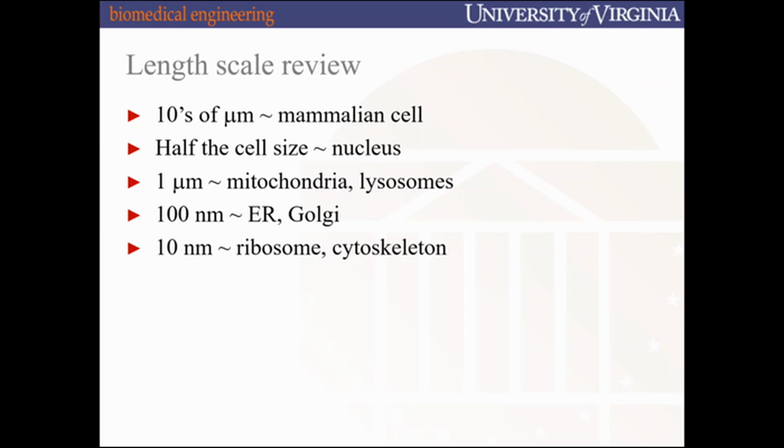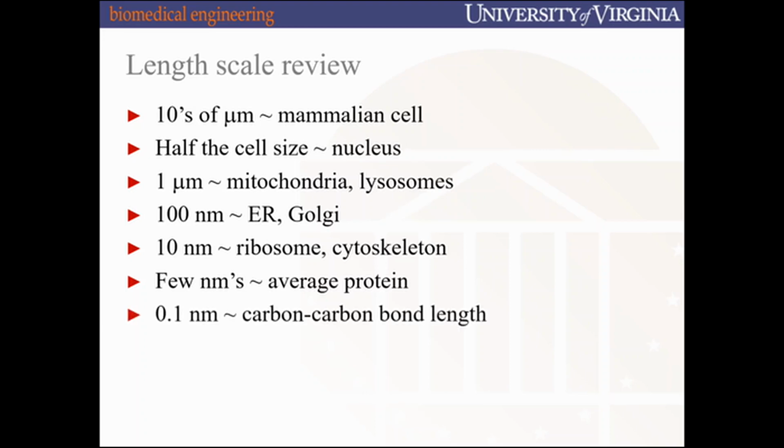These are not strictly speaking organelles, but are instead macromolecular complexes like ribosomes and cytoskeletal filaments, which have a diameter of approximately 10 nanometers. To put these scales in the context of the molecular building blocks that we talked about earlier in the lecture, a typical protein has a diameter of a few nanometers, and a single carbon-carbon bond has a length of around 0.1 nanometers.